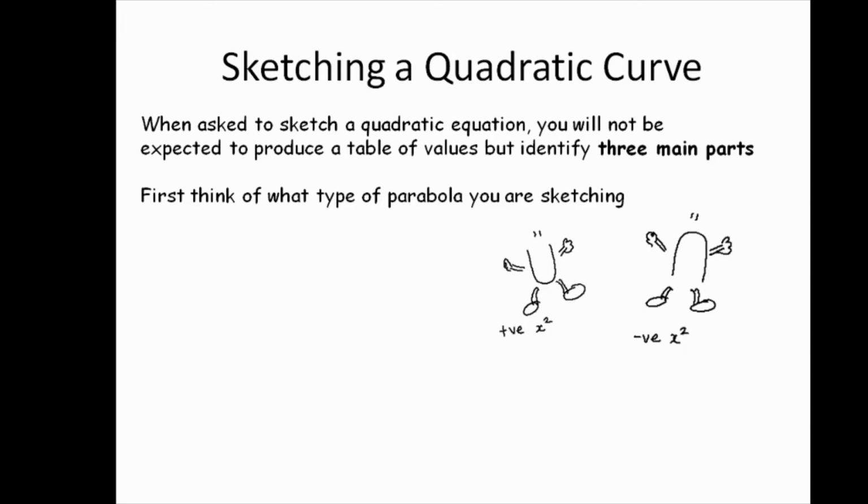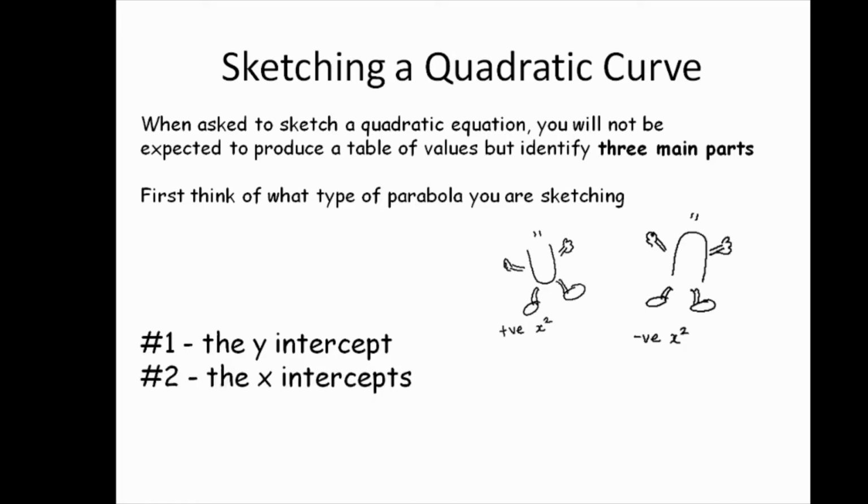Now, going back to the three main parts, what are those three main parts? Well, the first part is working out the y-intercept. The second part is the x-intercepts. And finally, the maximum or minimum point. When you're drawing your sketch, you need to make sure that you are identifying these three things, either in the form of a coordinate or a mark on your axes.